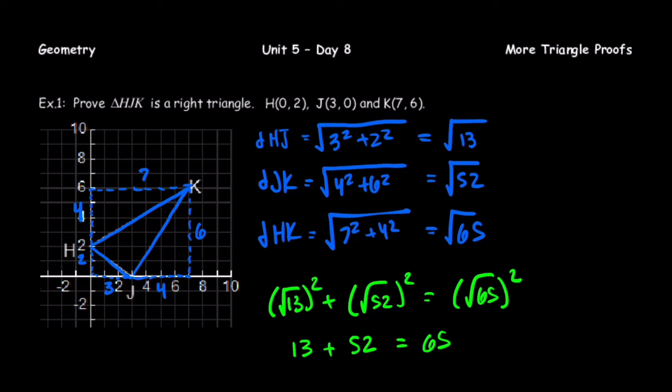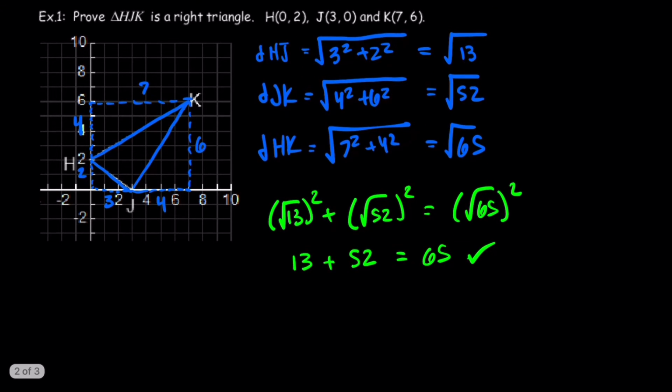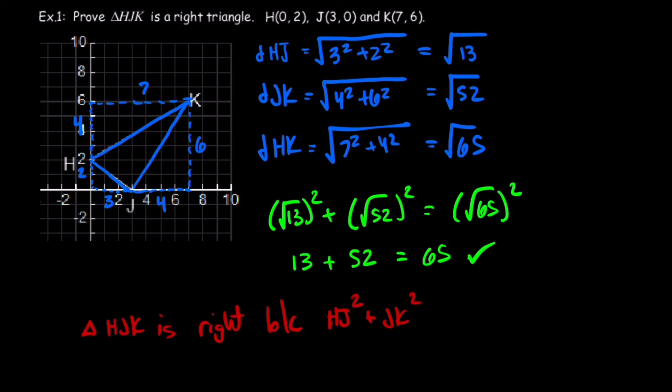So now you ask yourself, is 13 plus 52 equal to 65? Yes. And our last step is to write our conclusion. I would say triangle HJK is right because, now we use the names of the legs, HJ squared plus JK squared equals HK squared. That's one of the more challenging proofs that we'll have, a right triangle.